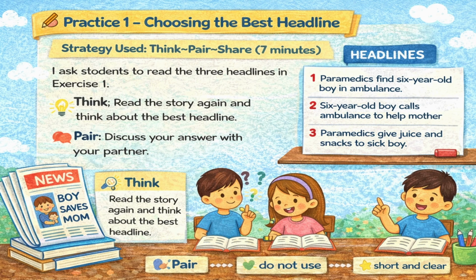Practice 1. Choosing the best headline. Strategy used: think, pair, share, 7 minutes. I ask students to read the 3 headlines in exercise 1. Steps. Think: read the story again and think about the best headline. Pair: discuss your answer with your partner. Share: tell the class which headline you chose and why.